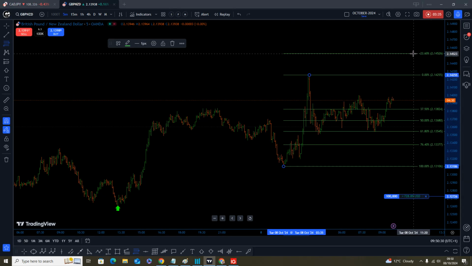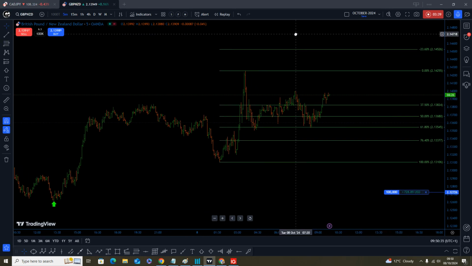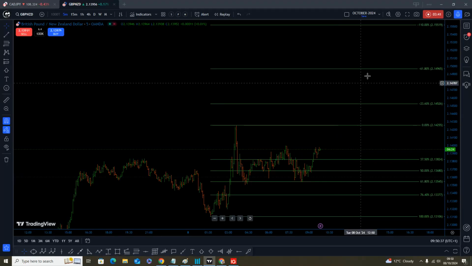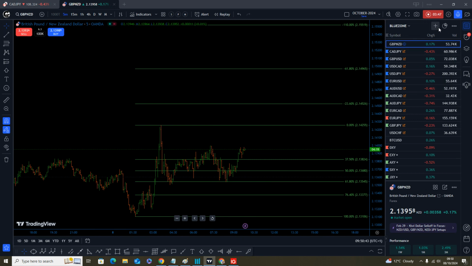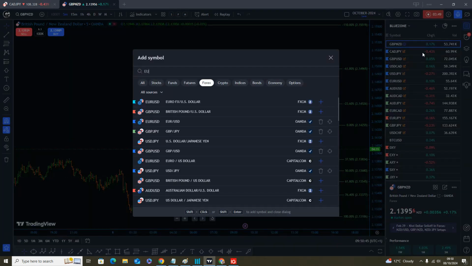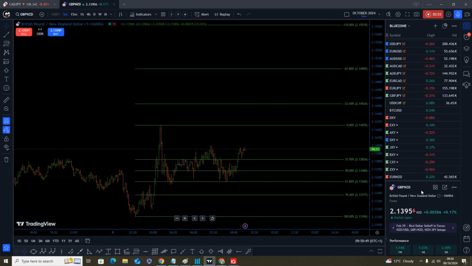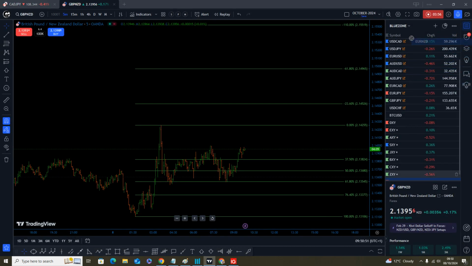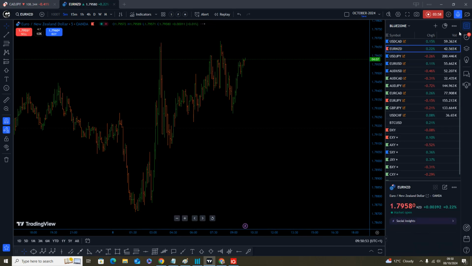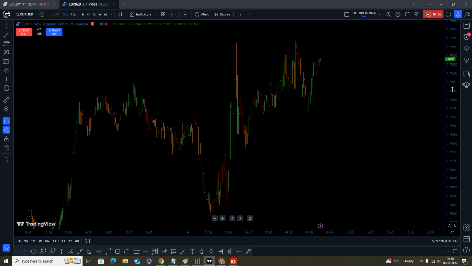We have a target of 2.14517. That is the Pound New Zealand, the first target. The second target is 2.14970. Okay, so let's look at the EURNZD. Similar to the pound, it is a high probability buy pair.